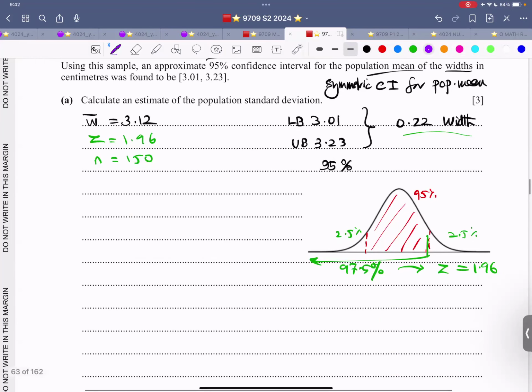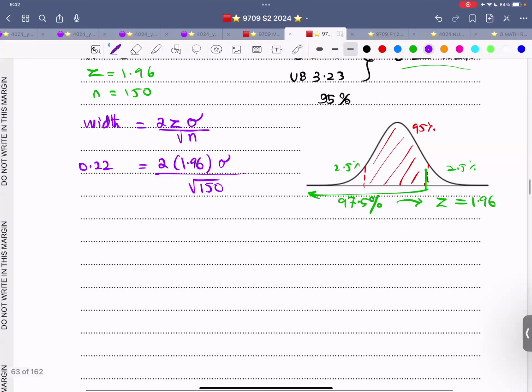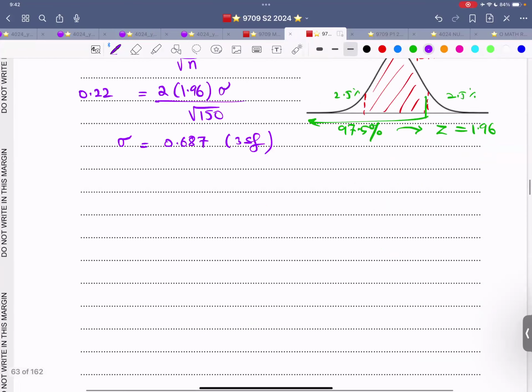So let's use the width formula. The width of the confidence interval is 2z sigma over root n. So therefore, 0.22 equals 2 times 1.96 times sigma divided by root of 150. Simplify, and you get the value of sigma as 0.687, correct to 3 significant figures. So that's how this particular question is done, the first part.